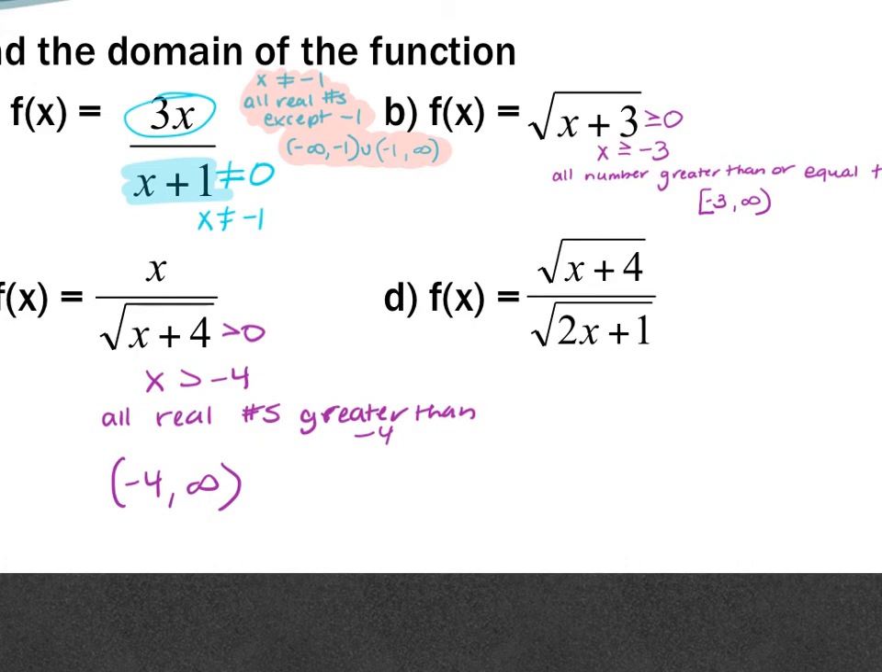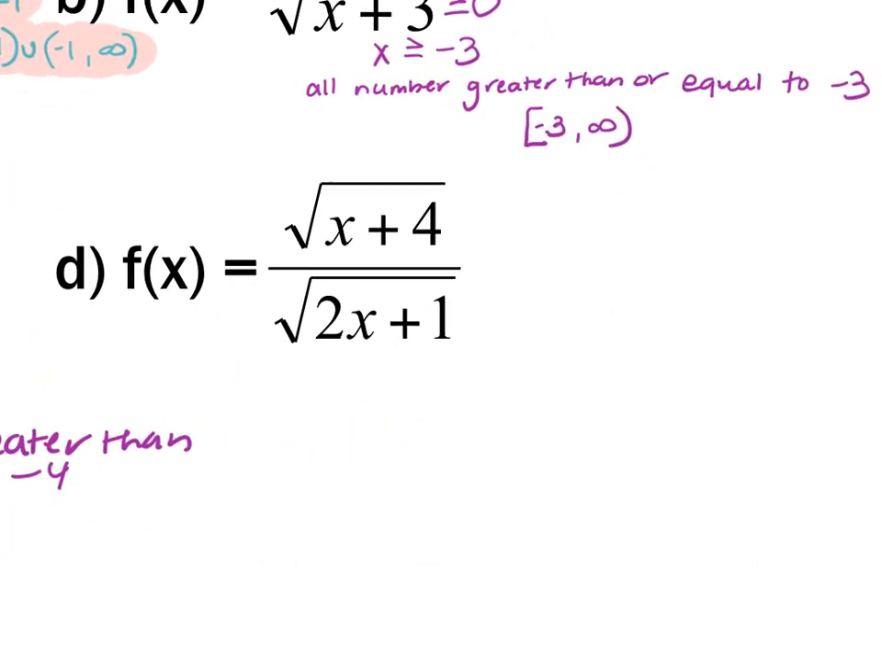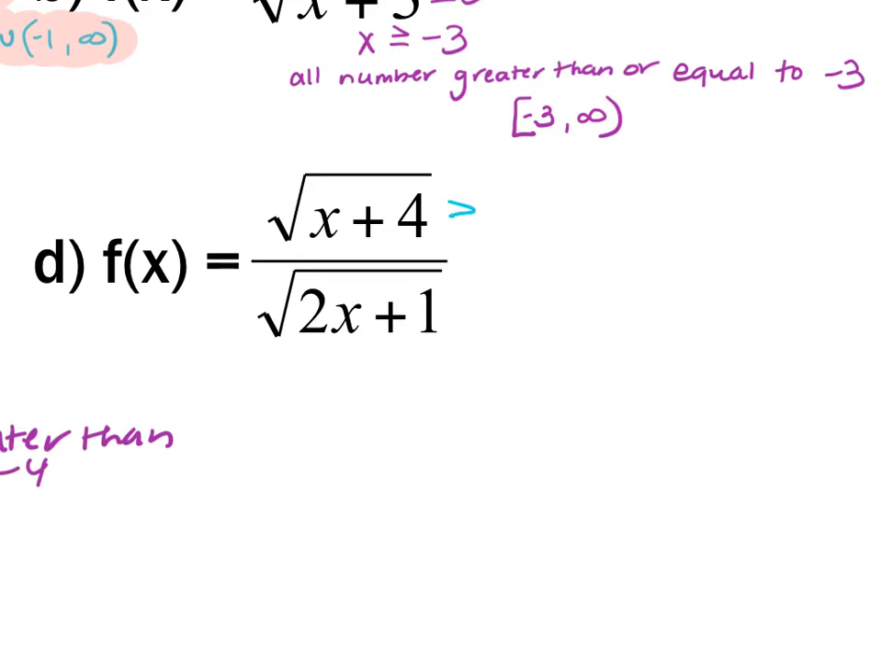And then the last one, which is D, says I've got a square root in the top I have to worry about, and a square root in the bottom I have to worry about. So in the top, I would say this has to be greater than or equal to 0, and x has to be greater than or equal to -4. In the bottom, I have to say this has to be greater than 0. 2x would have to be greater than -1, and x would have to be greater than -1/2. Now these are the same x's, so I can't use one without the other. I have to include both of these.